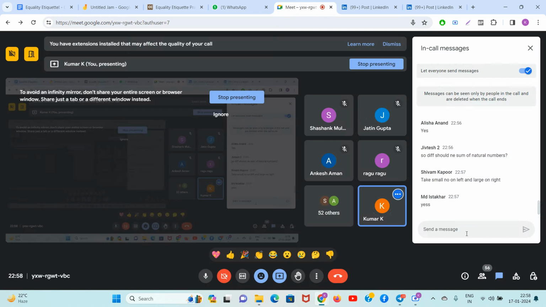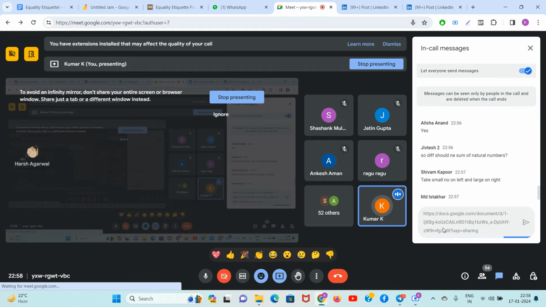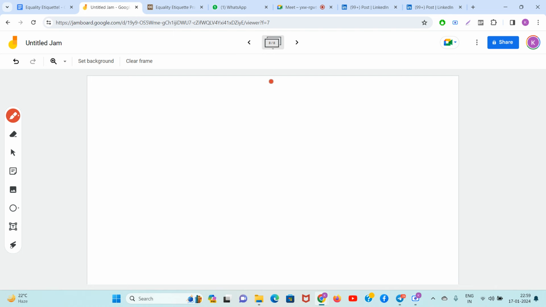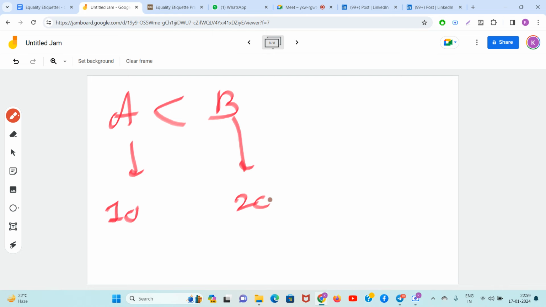Okay, guys. Jivtesh, I will show it to you with a live example that the answer is always possible. Observation number 1: the answer is always possible. How? I will show you. Let's assume my A is less than B. Let's assume this is 10 and this is 20. See, you can do all the operations on this integer only and get your job done.